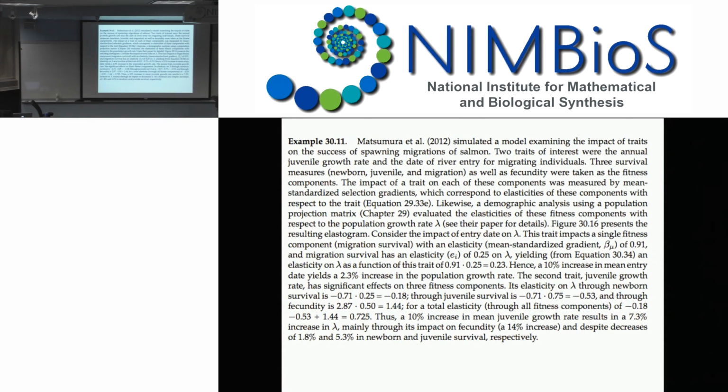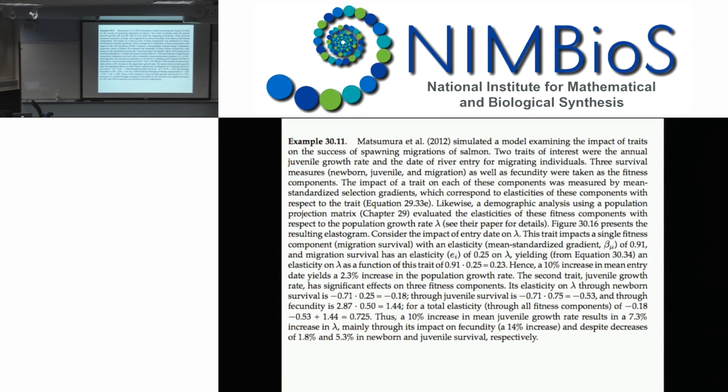If you look at juvenile growth rate, it affects three traits. It affects newborn survival. Newborn survival affects lambda. It affects juvenile survival. Juvenile survival affects lambda. It affects fecundity. Fecundity affects lambda. You add all those up, and the total impact is 0.72. So a 10% increase in growth rate results in a 7.3% increase in lambda. But that's mainly due to this component right here, its impact on fecundity, because its impact on these other two traits, juvenile survival and newborn survival, is actually negative.